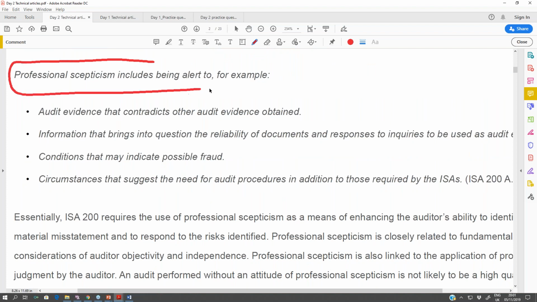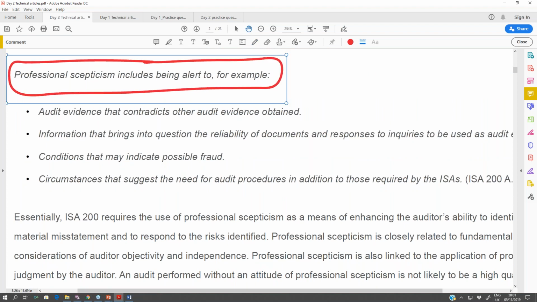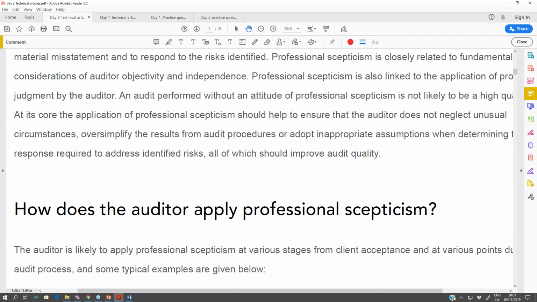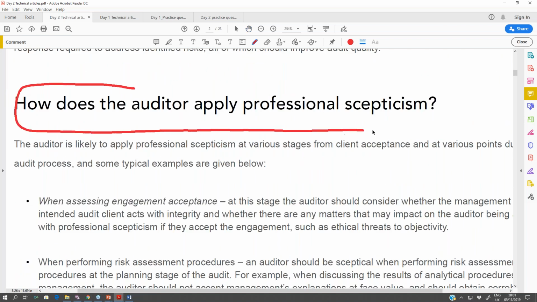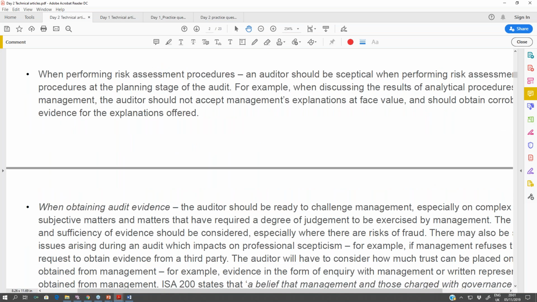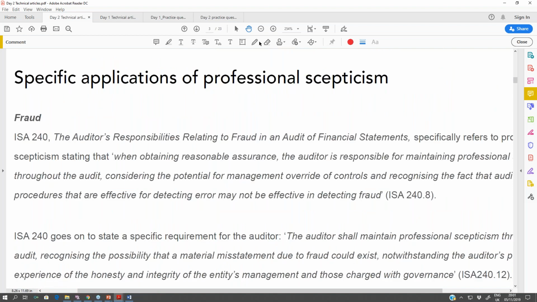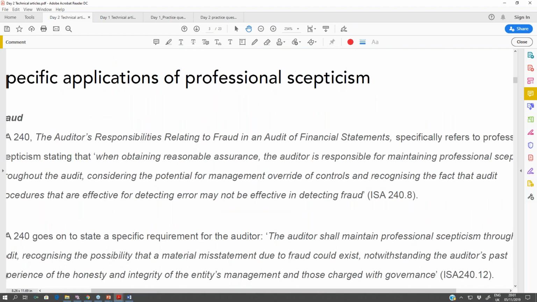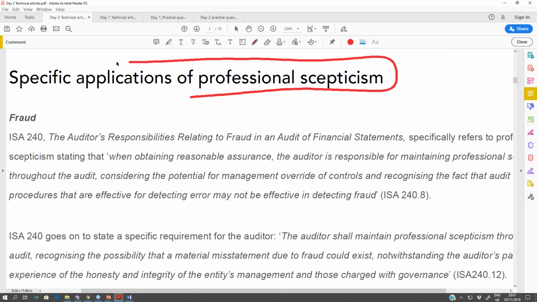Professional skepticism includes being alert, and then the examiner is giving you some examples of areas where you should be alert. You can go through the list. Then how the auditor applies professional skepticism. You need to go through this, and you will be amazed to know how does an auditor apply professional skepticism, or when does the auditor apply professional skepticism, at what stages of audit the auditor applies professional skepticism. And then some specific applications of professional skepticism, areas where professional skepticism can be applied.